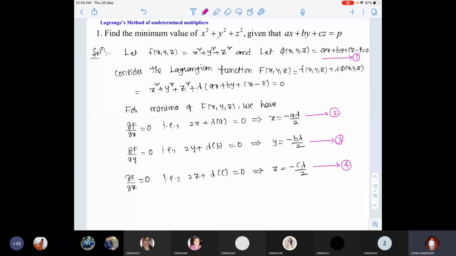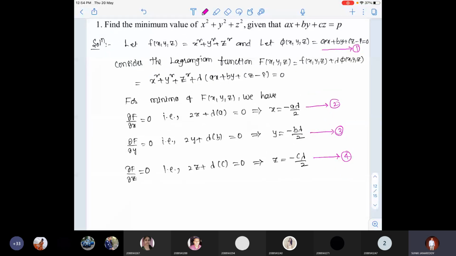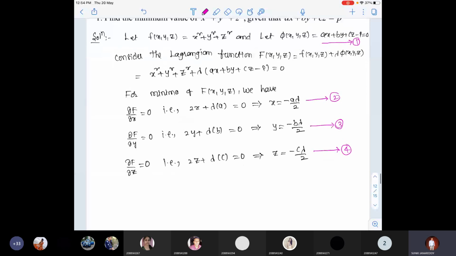We can substitute these three values in equation number 1. From that you can get the lambda value. After we get the lambda value, by using that we can substitute in 2, 3, 4 and get the x, y, z values. If we know the x, y, z values, we can substitute them in the given function, because here we should find the minimum value. These x, y, z values are for minimum only, so we can get the minimum value for the given function. I think you understood. Yes or no?